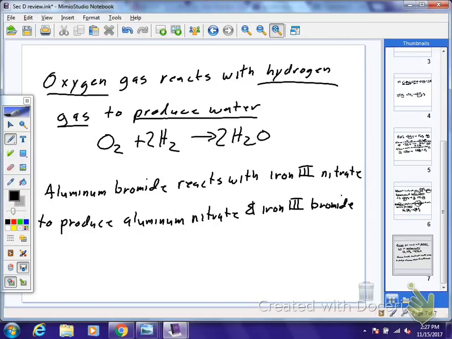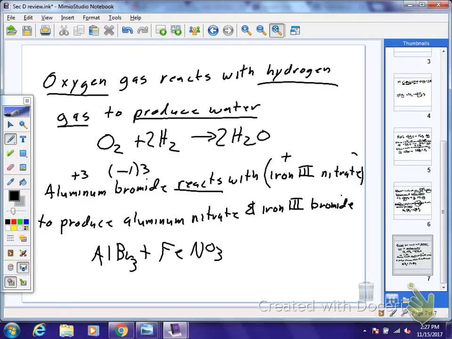Okay? And the very last one, finally, we get aluminum bromide, AlBr. But aluminum's a +3, bromide's a -1. So that's AlBr3. It reacts with iron nitrate, iron 3. So that's FeNO3, and this 3 means it's a +3 charge, nitrate's a -1. We have 2 of them. I guess we should have 3 of them. So that should be NO3 with a 3.